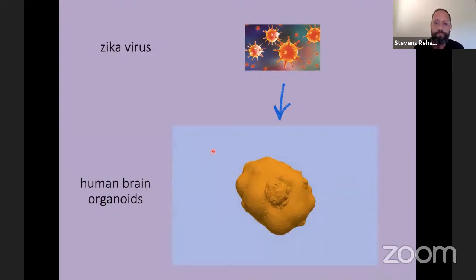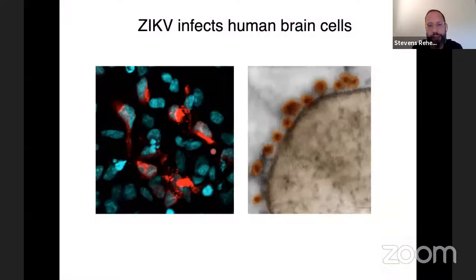So we found that the neural cells can be infected with the Zika virus. What we're seeing in the left part of the slide, in red, is an antibody against the Zika virus, and in blue you're seeing the nuclei of these brain cells. And then in the right part, you're seeing these brown dots. They are the virus particles inside these brain cells.